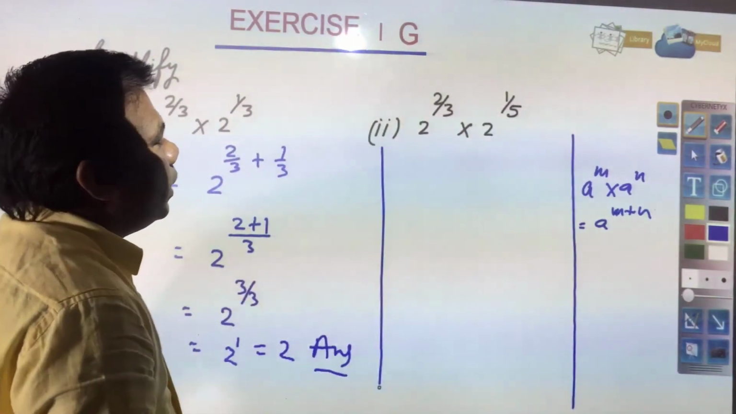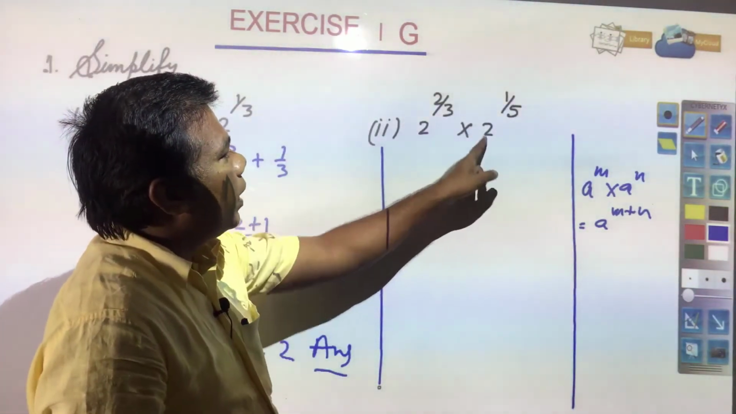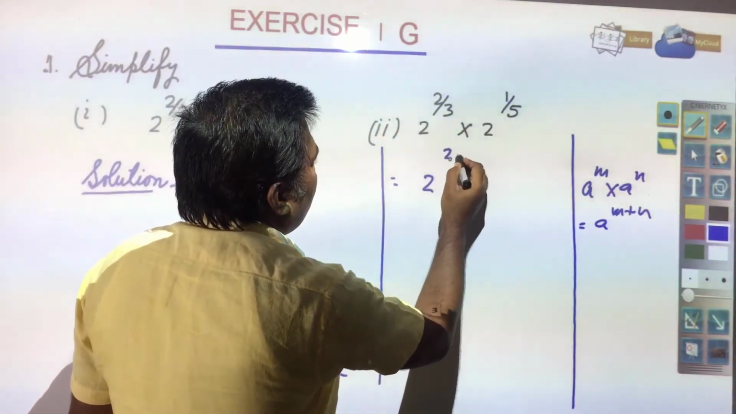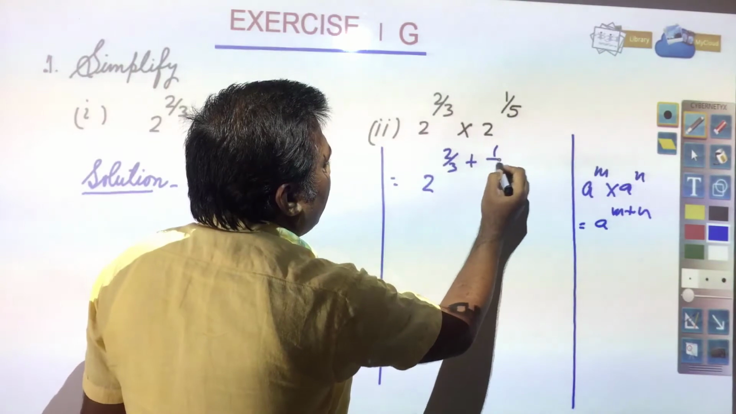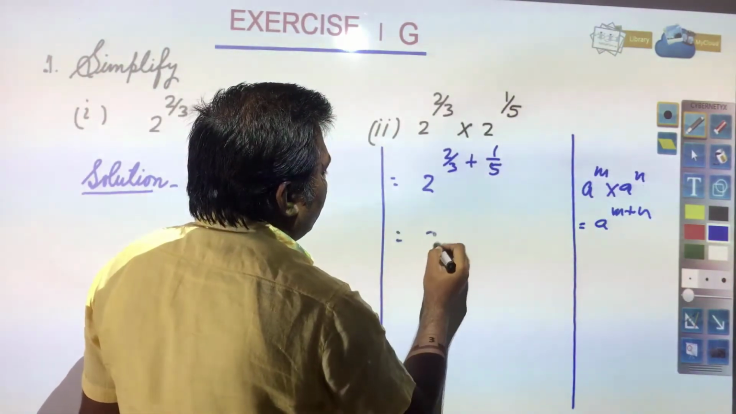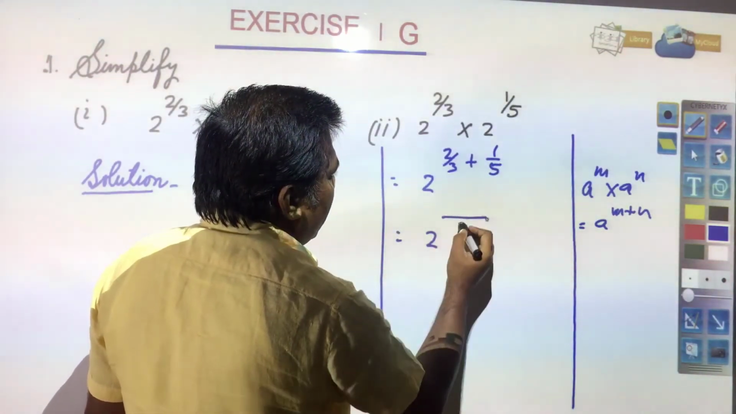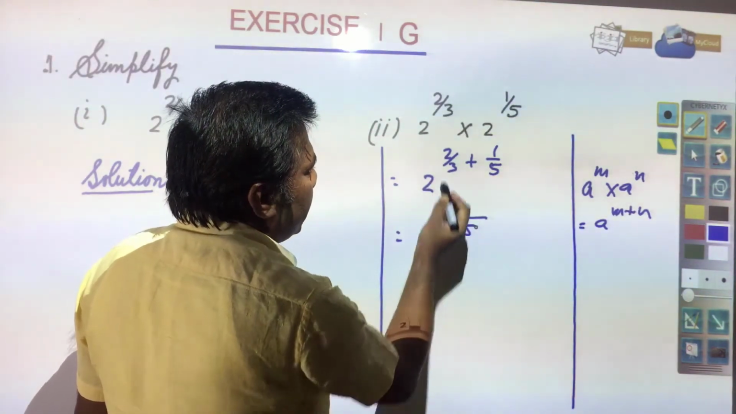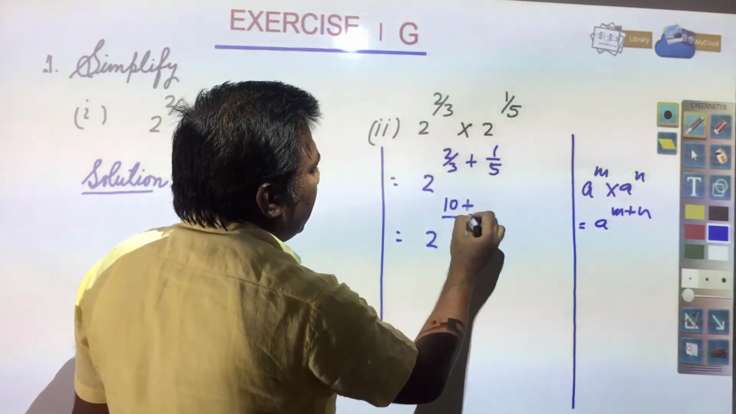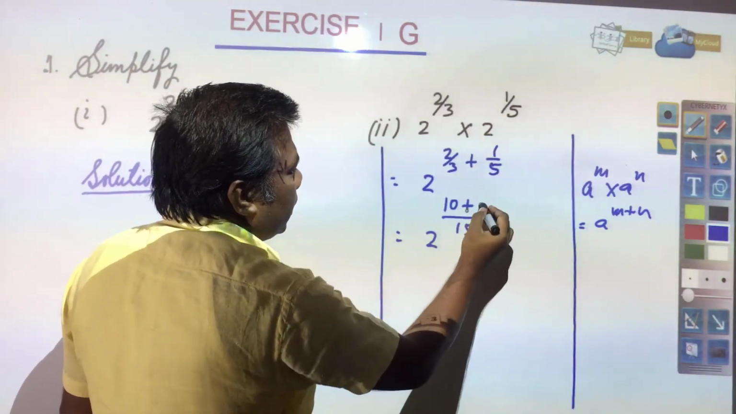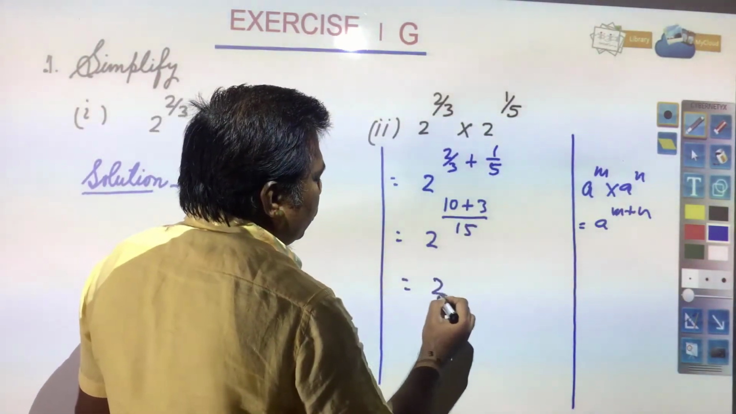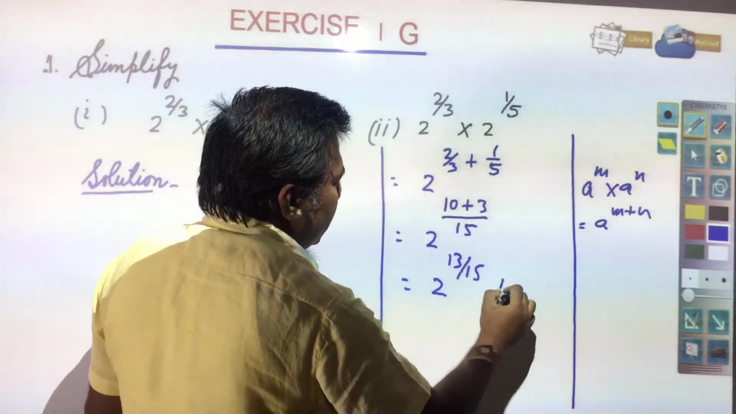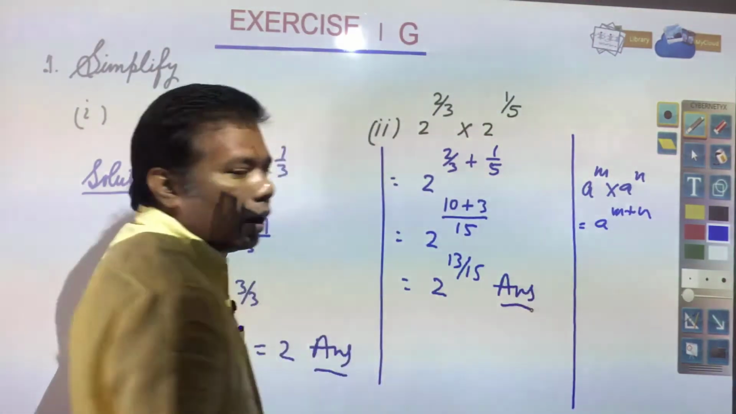Next question, the same thing needs to be applied over here also. 2 to the power 2 by 3 plus 1 by 5, and 2 to the power, LCM you will have 15. 3 fives are 15, and 5 twos are 10, 5 threes are 15, 3 ones are 3. So, you will get 2 to the power 13 by 15, and this will be your answer.